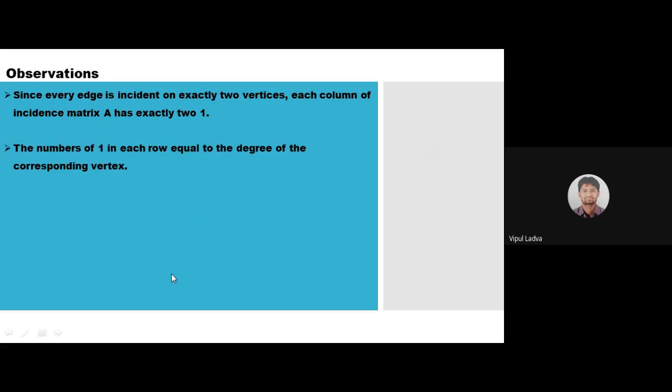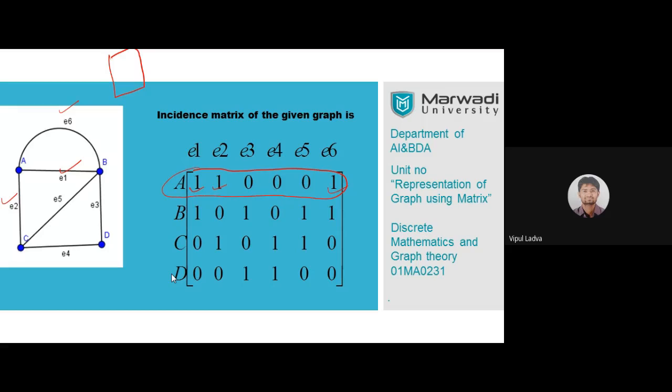Some observations. Go through both of these quickly. Since every edge is incident on exactly 2 vertices, each column of the incidence matrix has only 2 ones. हमने देखा अभी पिछले एग्जांपल में, हर एक कॉलम में 2 ही बार 1 हो सकता है. देखिए इस कॉलम में 2 ही एंट्री हो सकती है जो 1 है. सेकंड कॉलम में 2 ही बार 1 की एंट्री होगी, क्योंकि वो एक edge के बारे में बात कर रहे हैं हम. When I'm talking about this particular column, sorry, what's wrong with this?